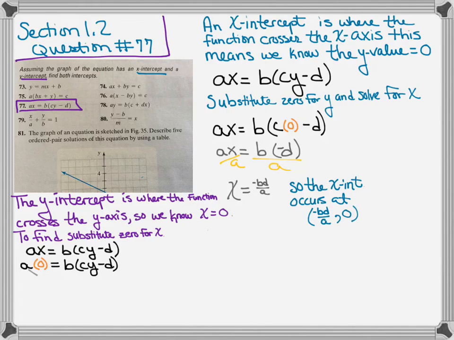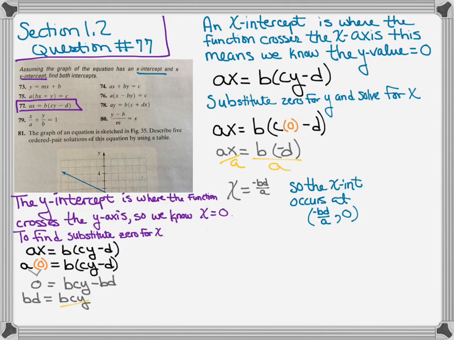So if we put the 0 in, we have a times 0. Well, a times 0 equals 0. If we distribute the b, we get bcy minus bd. And then we'll just go ahead and add that bd to both sides, which will give us bd equals bcy.